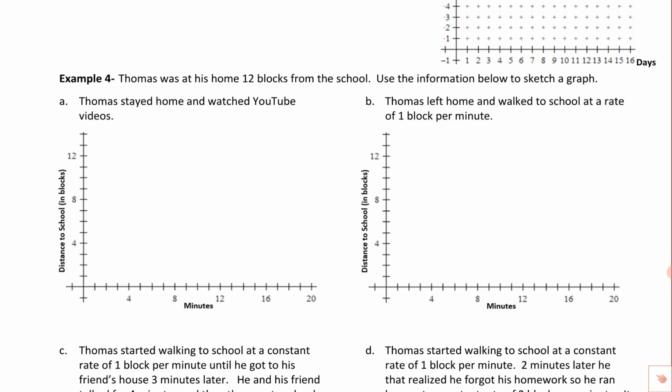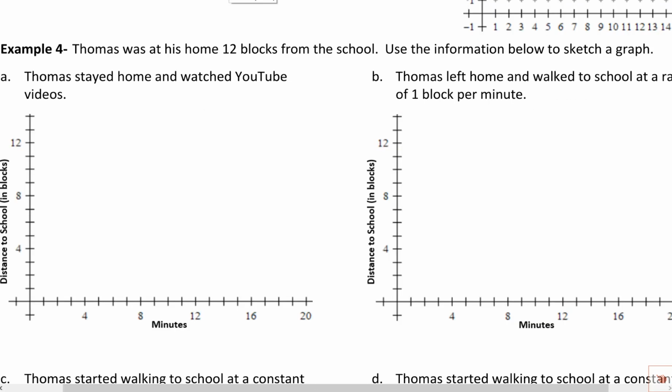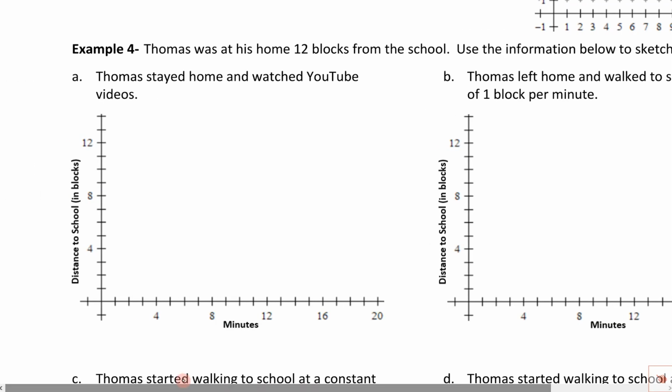Okay, so this one says Thomas was at his home 12 blocks from school. Use the information to sketch a graph. So I am going to zoom in on this one right here. Notice that there's no dots on here and no lines, so we're going to need to be kind of careful here. It says Thomas stayed home and watched YouTube videos. So this is his distance from school along the y-axis, and this is the number of minutes that goes by on the x-axis. So his home is 12 blocks from the school.